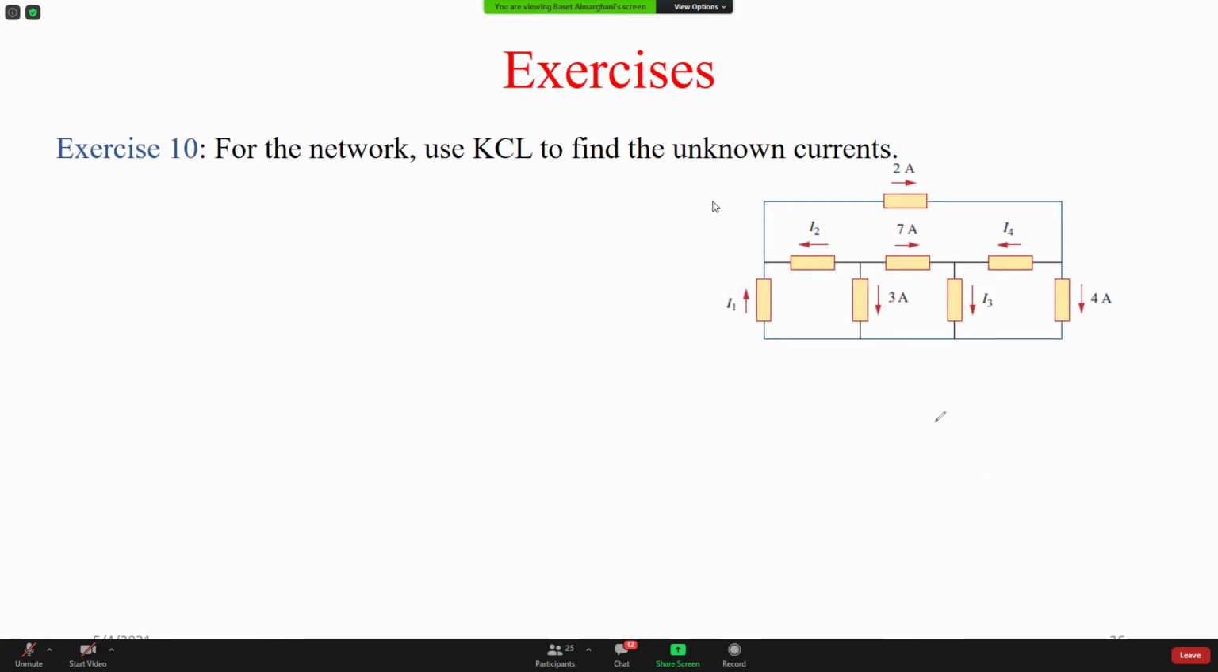So we have 4 unknown currents, and their names are I1, I2, I3, and I4. Those are the ones that I have to find according to the question. And I'm going to write them in a nice box to show that I actually finished the answer at the end.